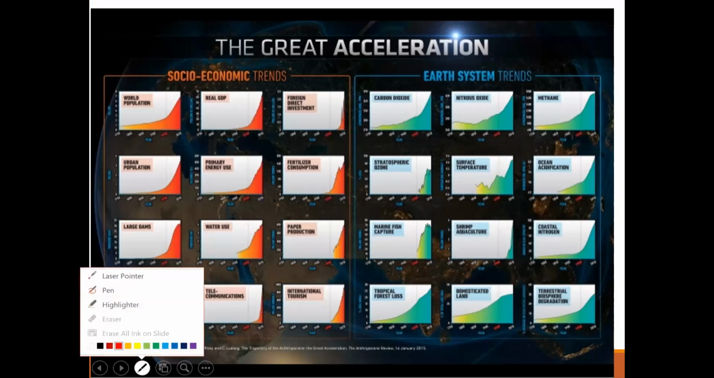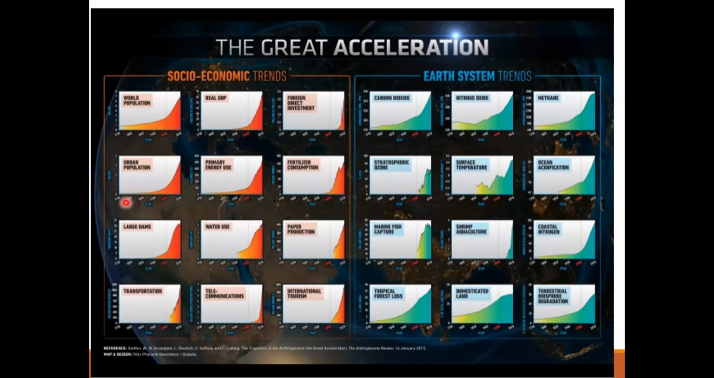I'll pull out my laser pointer here. So when you see the exponential growth curve, right around here is our 1950s mark. You can see they've highlighted it in red. And suddenly world population goes from this slight increase to exponential growth. Other things we see are real gross domestic product, direct foreign investment, primary energy use, urban population. They're all following the same exponential growth trend.